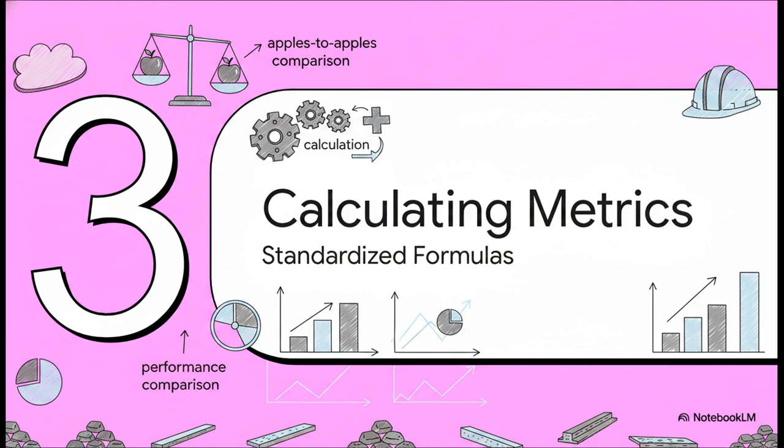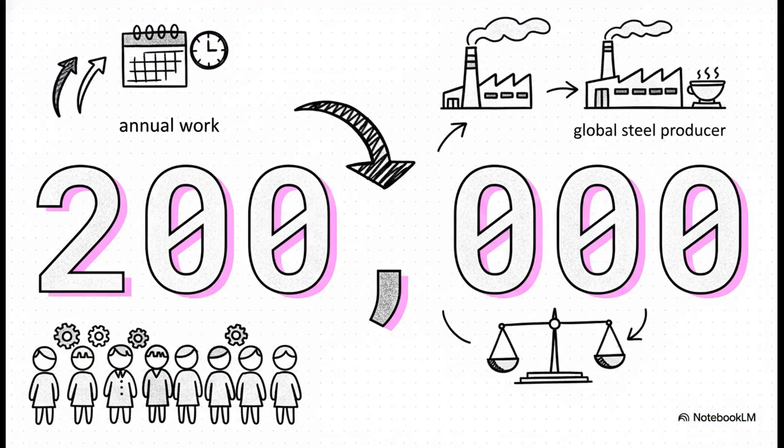Let's get into the standardized formulas. Okay, now that we know what we're tracking, we need to understand exactly how to calculate the rates required for the disclosure. SASB demands a standardized formula so investors can confidently compare safety performance apples to apples across different companies. And that standardized formula hinges entirely on this magic number, 200,000.